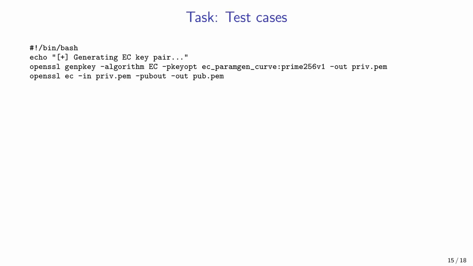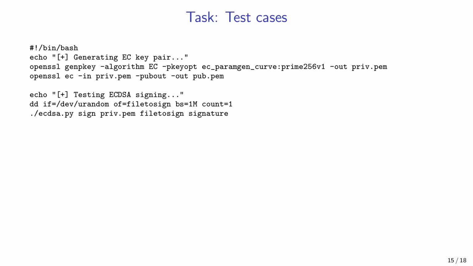As a test case, we generate an elliptic curve key pair and export the public key. To test signing, we create a file that contains 1 megabyte of random data, sign it using our utility, and verify the signature using the OpenSSL digest utility.